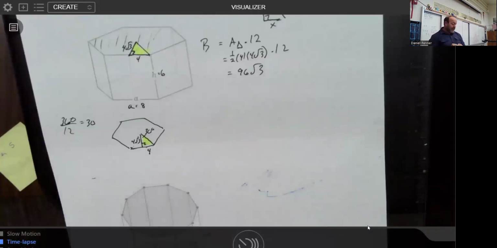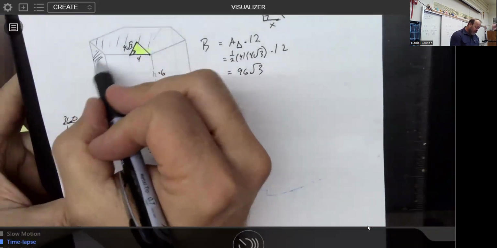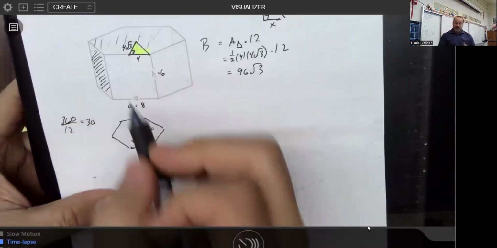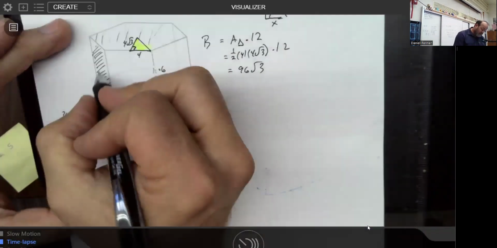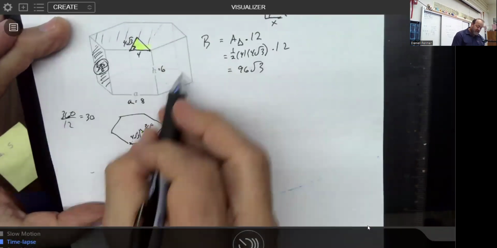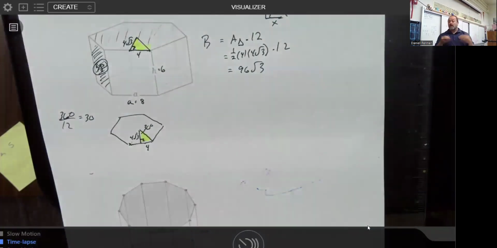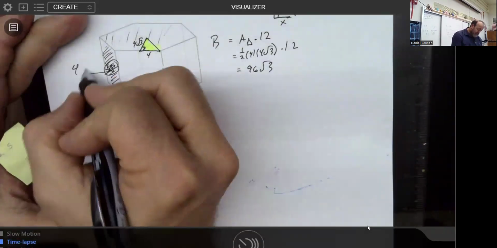We're going to get to everything here in just a moment. I also wanted to mention that this side right here, which is one of what we would call a lateral face, that face is 8 by 6, which is, of course, 48. So each one of these faces, as we work our way around, is 48. Sorry if that doesn't look like 48 because I shaded.